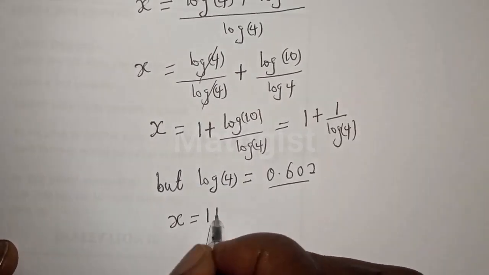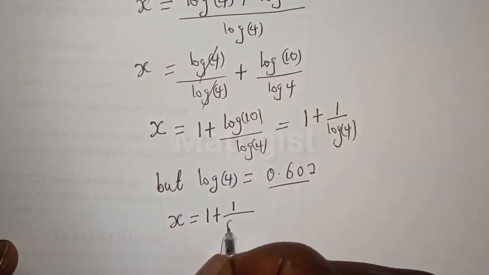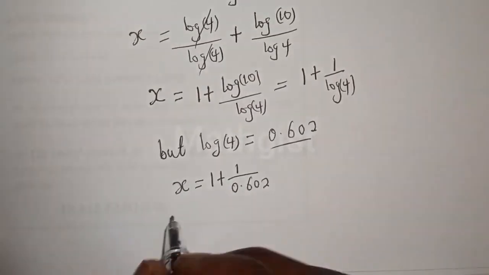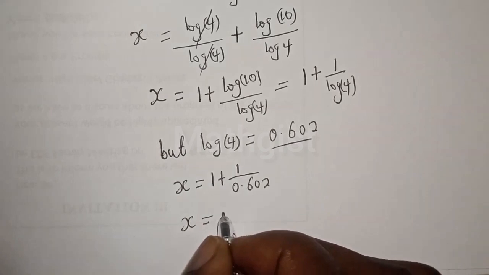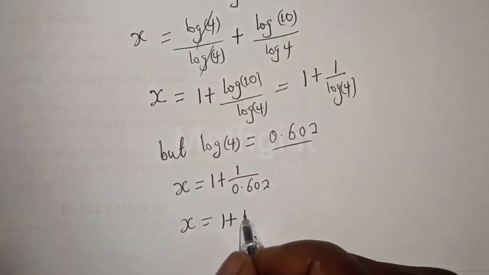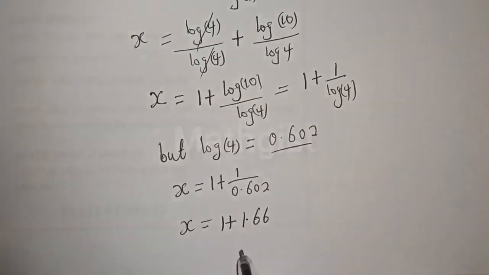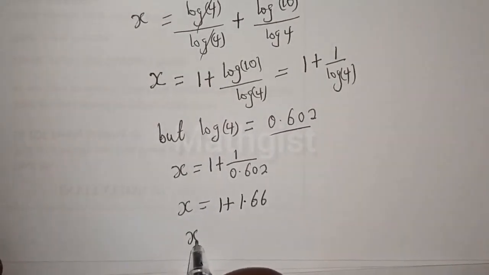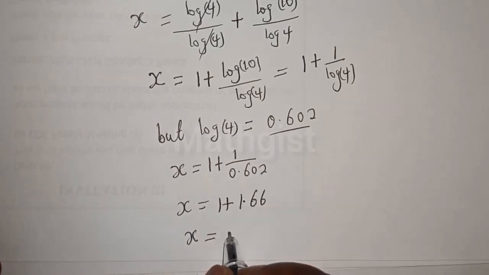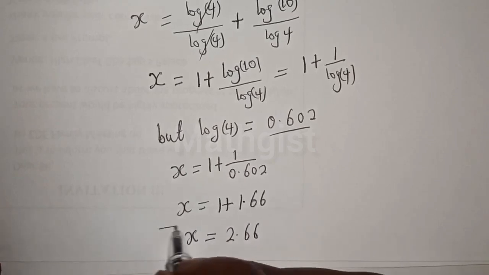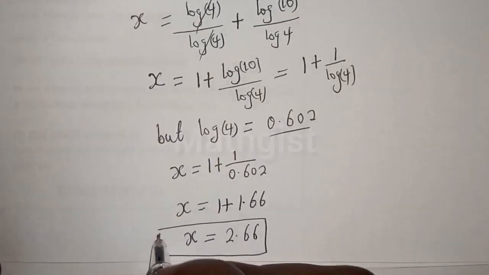S is equal to 1 plus 1 over 0.602. S is equal to 1 plus 1 divided by 0.602. That is 1.66. S is equal to 1 plus 1.66, that is 2.66. And this is the final answer.